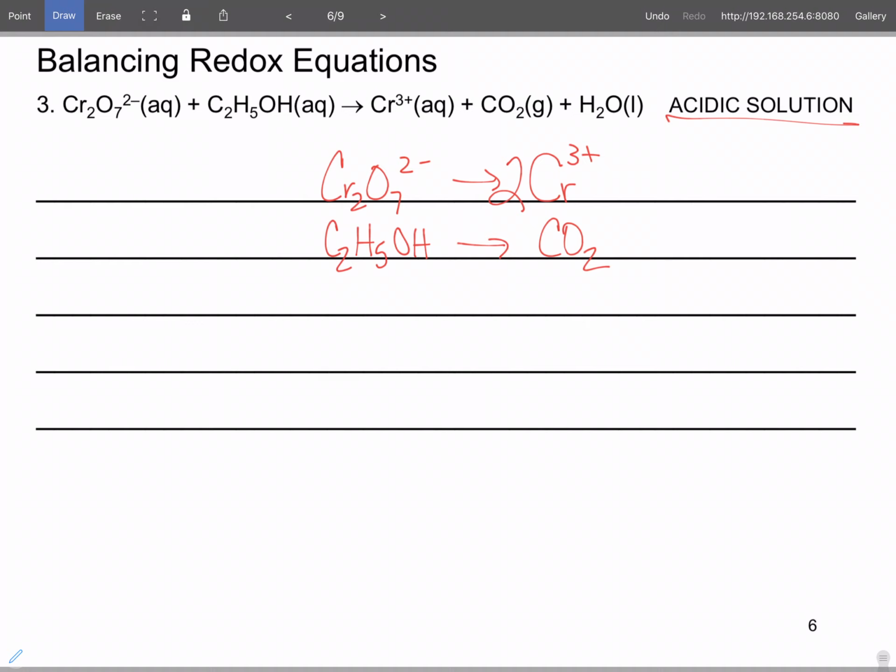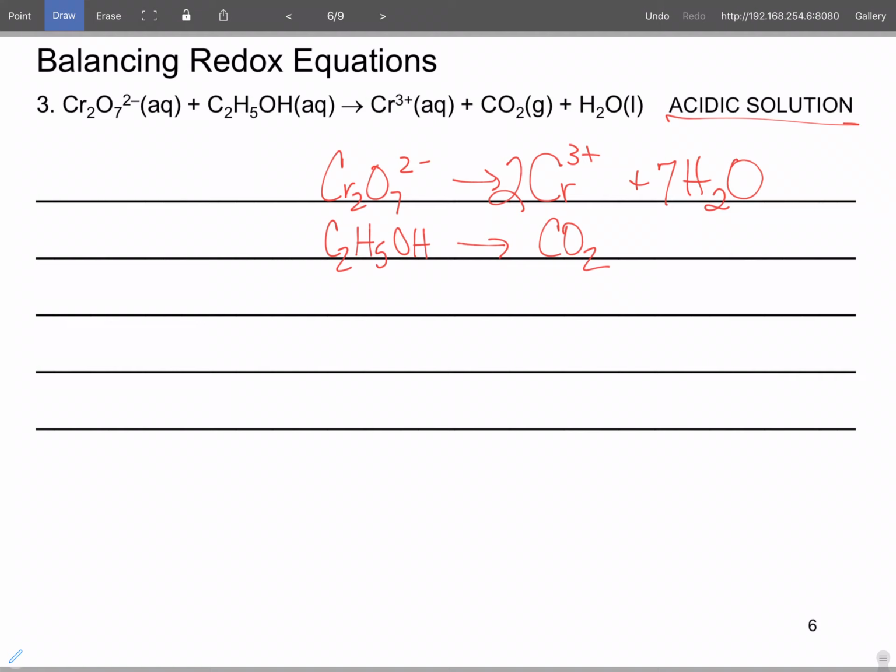So we've got 2 chromiums here. That leaves us with oxygen. It's an acidic solution, so we're going to have to get oxygen by adding water, and we need 7 oxygens. That's a lot. Okay, so total charge on the reactant side is 2 minus. It's 6 plus on the product side. So we're going to have to add how many electrons to what side. So we need to take the 6 plus down. So we're going to add, wait a minute, yeah, that's 6 plus and 2 minus.